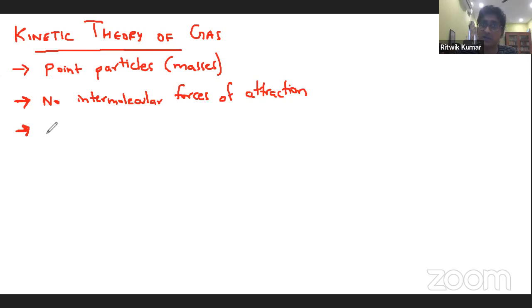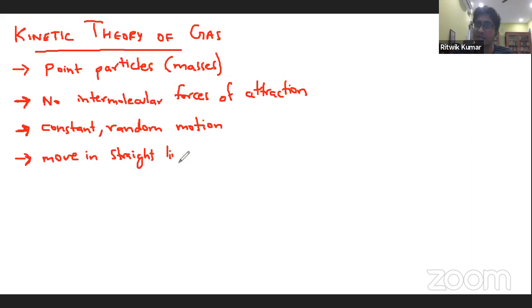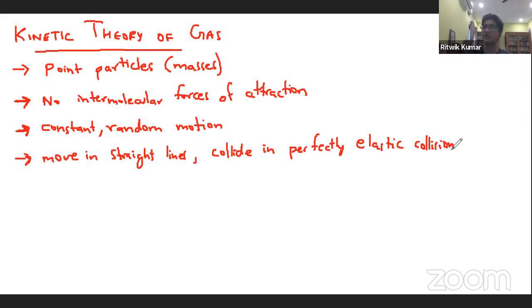Now these particles are in a constant random motion. Right? This is one of the assumptions, that these particles are in a constant random motion, meaning they're always moving about, and there is no predetermined route for it. They're random. They move in straight lines and collide in perfectly elastic collisions. So they move in straight lines, but when they collide with each other, they collide in a perfectly elastic manner. That means the energy and momentum are conserved. After collision, they'll again move in a straight line and collide with another molecule.